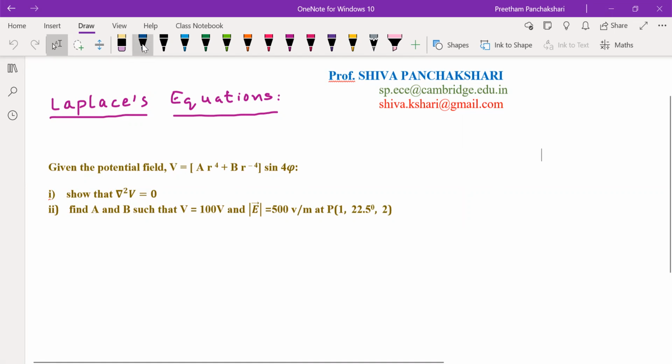But if you observe carefully the point of interest, it contains only one angle. So the problem is in cylindrical coordinate system. R, phi, z. So we have to prove that del square V equal to 0 in cylindrical coordinate system. Let us start.